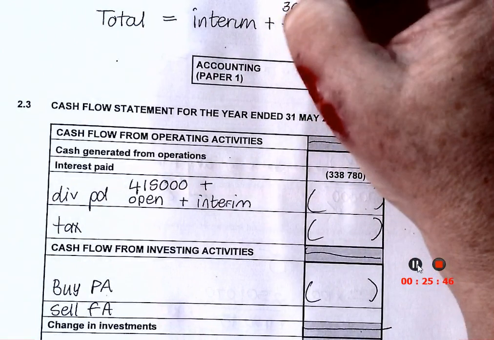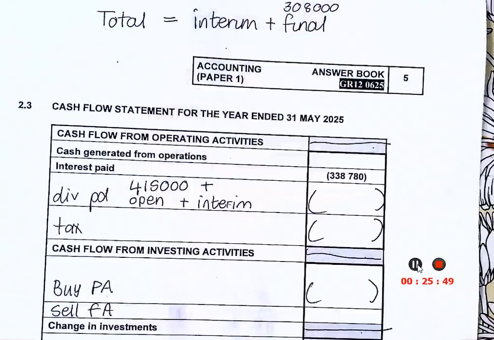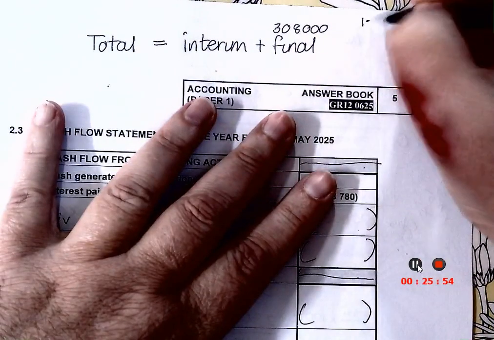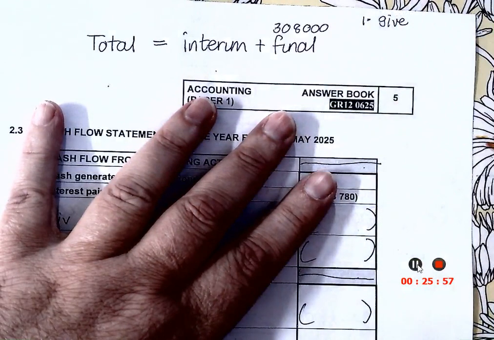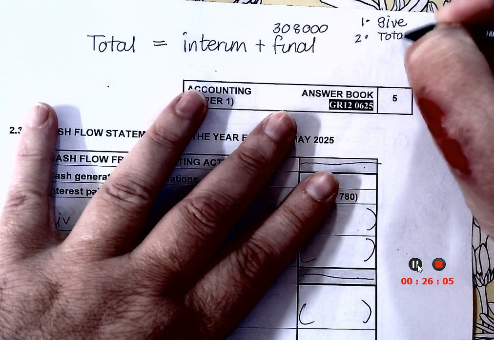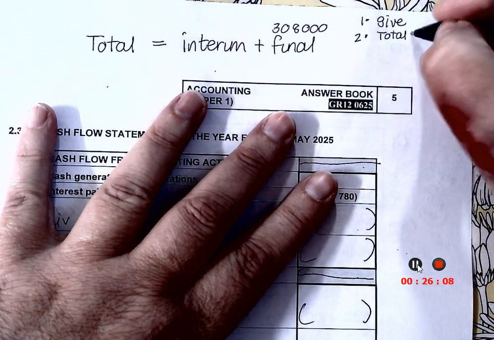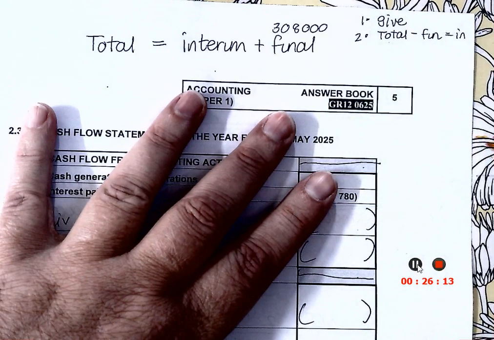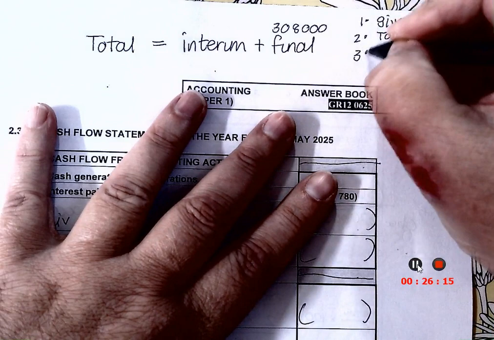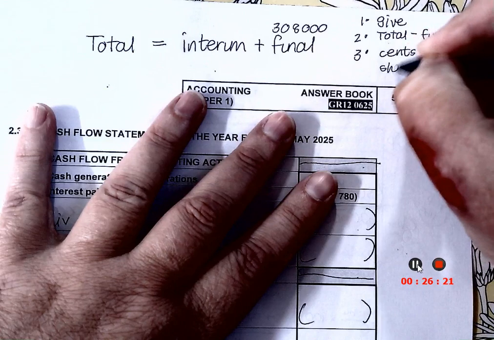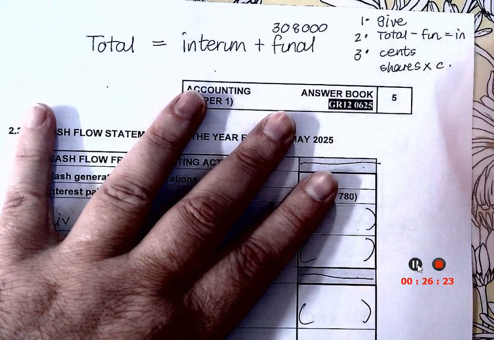So now they can ask me the interim in 3 different ways. They can give it to me, they can say the interim dividends is 20 Rand. Or they can give me the total, then I know the total less the final gives me the interim. Or they can give me the cents, where I have to say the shares times the cents. Okay, so that's the 3 ways they can give it to me.